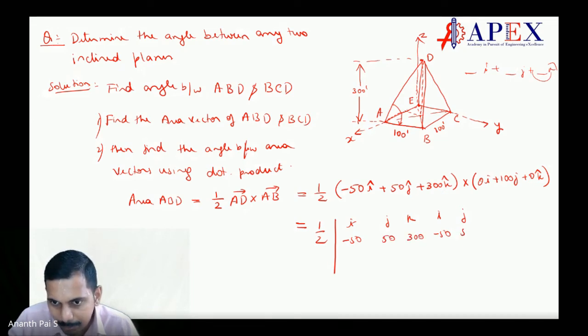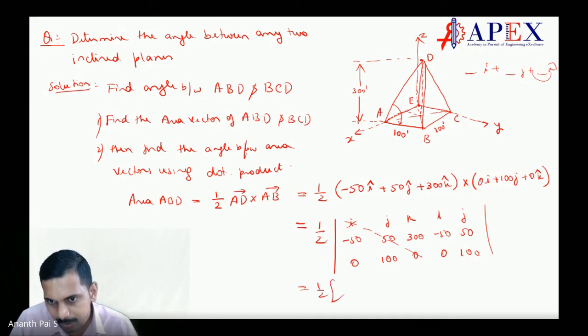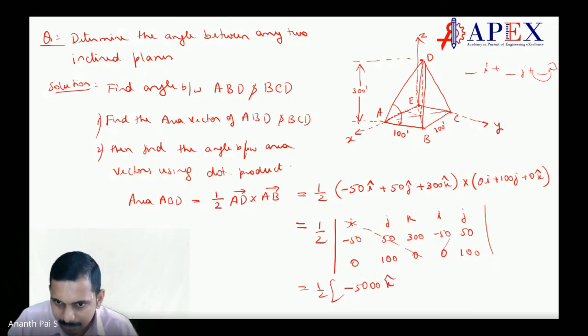Okay. So it is here 50, 300. And here you put plus 50. And then here you say 0, 100, 0, 0, 100. Now find the vector here. So this is i is 0. So half you'll keep it here. So this is 0, 0. Here you get minus 50 into 100. So minus 50, 100. That is 5,000. Then you come here. This is 0. This is 0.